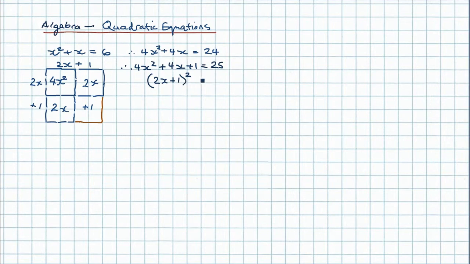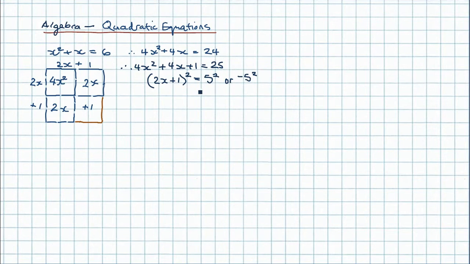On the right-hand side then, I've got 25. But 25 is what? Well, it's 5 squared. Or, and this is the important bit, minus 5 squared. And this is the bit where people can tend to go wrong. So if I'm square rooting both sides, I'm going to get 2 solutions.